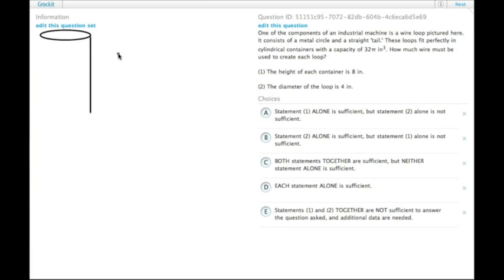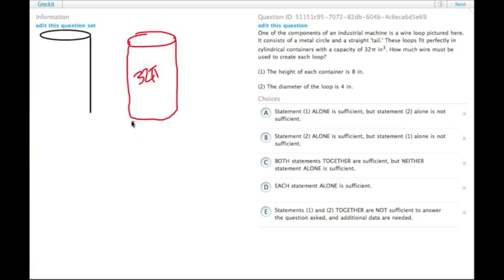So there's the wire loop that's pictured here. That's the component of a machine. And we're given a big hint. We're told that these fit perfectly into a cylindrical container, so it's going to look like this, except it's the actual container. And they have the capacity of 32 pi.